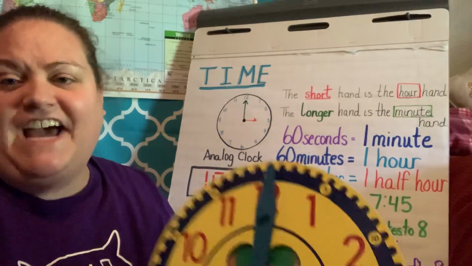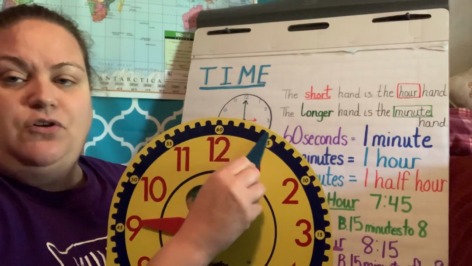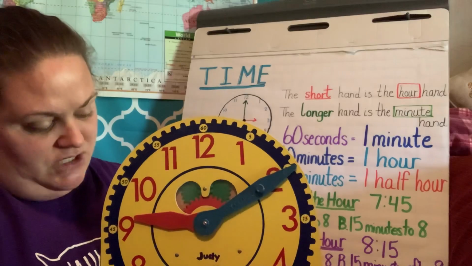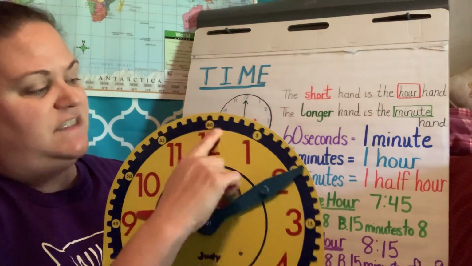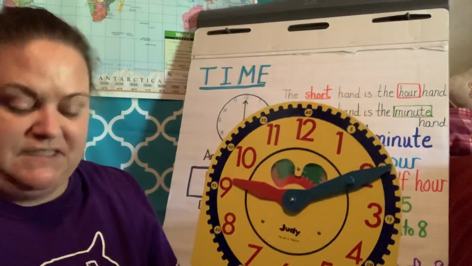One of the other things I kind of touched on, but I want to remind you, and you'll see this a lot in review, as you go around the clock, your minutes are counted in chunks of 5. So 5, 10, 15, 20, 25, 30, 35, 40, 45, 50, 55, 60. This is 60 because that is a full hour. An hour is 60 minutes.